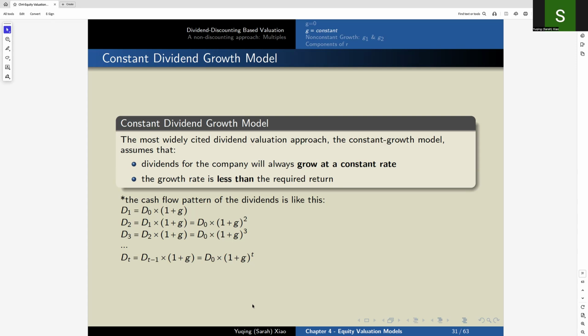The key condition is that the growth rate has to be less than the required return. Otherwise, the math breaks down because you can't have dividends growing faster forever than the rate at which investors discount them.